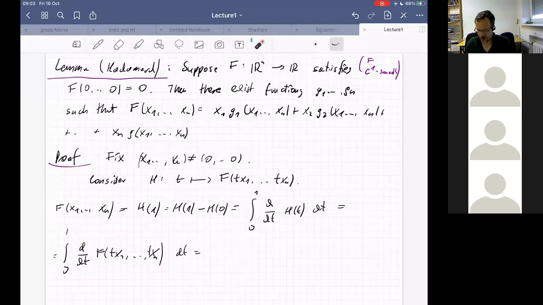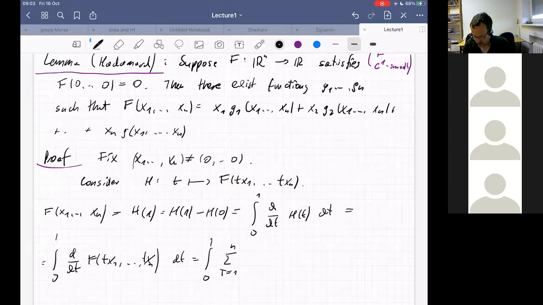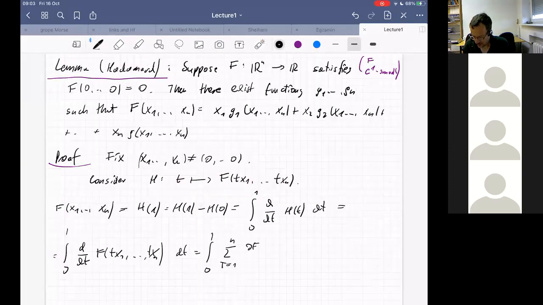This is a composition of two functions. One function is going from t to these points, and now these points are mapped to f. So it is the integral from 0 to 1 of the sum for i equal 1 to n. And now we have df over dxi at the point tx1, ..., txn, times the derivative over t of the ith variable, which is xi, and the n is dt.